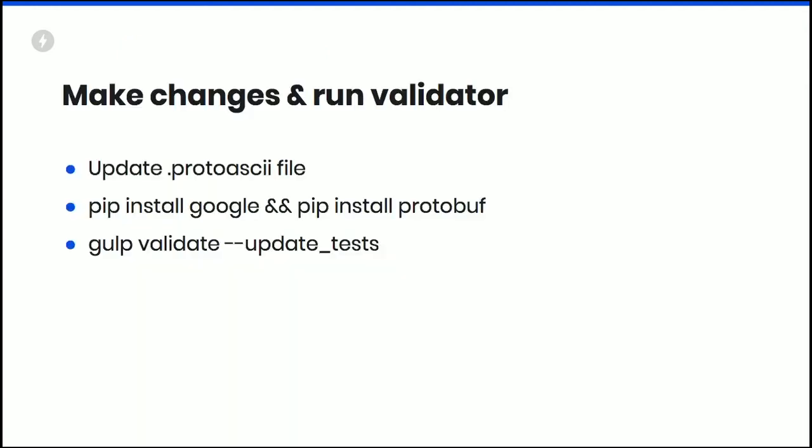All right, finally, after updating the protoascii file, we need to run the validator to update the validation tests. And we need to do so by doing gulp validator with the flag update_tests. But in order to do that, we need to first install google and protobuf through pip.